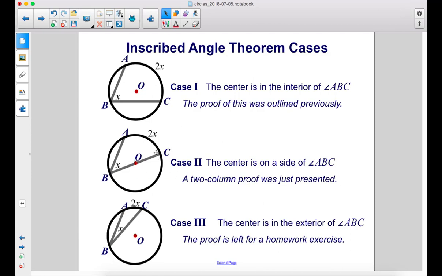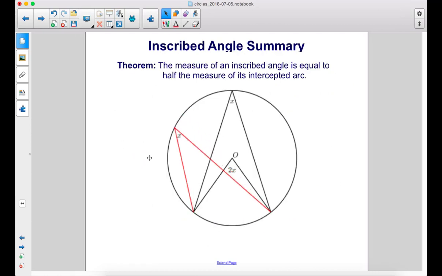A two-column proof was just presented. Case 3. The center is in the exterior of angle ABC. The proof is left for a homework exercise. Here's a cool little animation showing the measure of an inscribed angle is equal to half the measure of its intercepted arc.